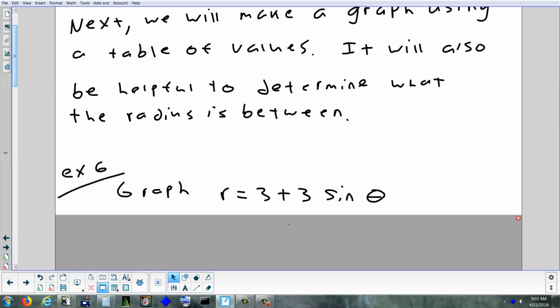I want to graph r equals 3 plus 3 sine theta. Okay. First of all, if you look at the equation, is the radius staying the same all the time, or is the radius going to be changing in this picture? Yeah, it's changing, right? It's not r equals a number. It's r equals a number plus there's a variable in it. So the radius is changing. So when the radius changes, you don't get a circle.